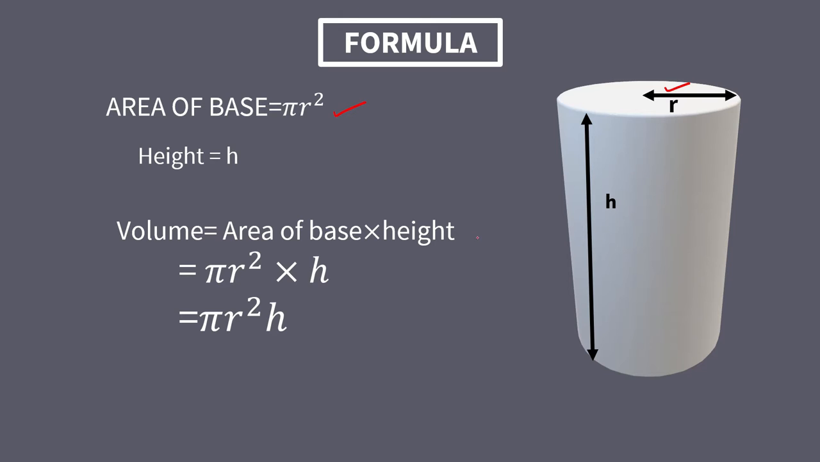So here again we have used the formula volume is equal to area of base into height. If we multiply the base area by the height, we get the volume. So here volume is pi r square h. Now let's move on to worksheet 6.